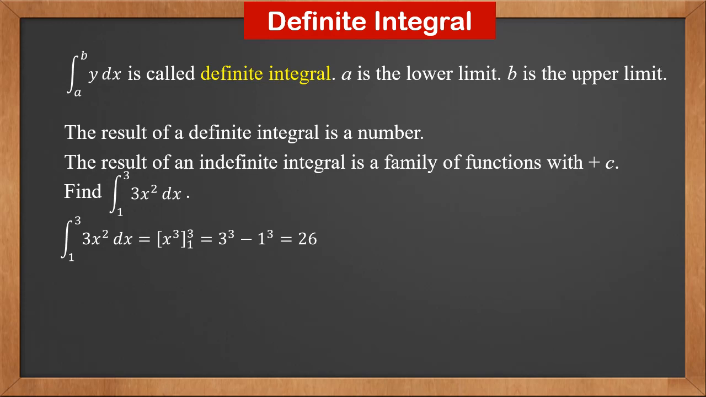Then we calculate the function values of the two limits, and subtract them. Put 3 in x cubed, we get 3 cubed. Put 1 in x cubed, we get 1 cubed. So the result is 3 cubed minus 1 cubed, which is 26. The result is f(b) minus f(a), where f is the integral function.